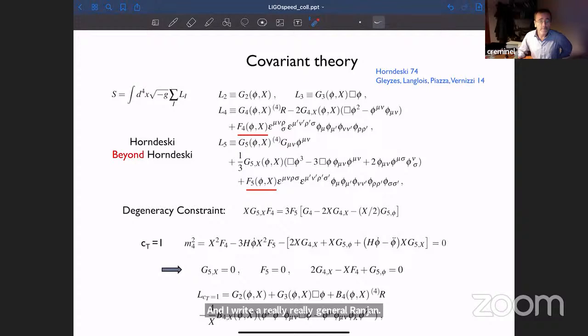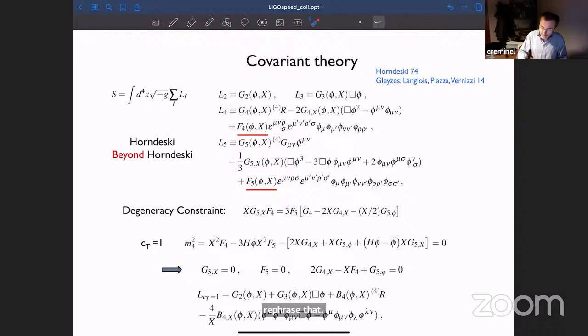So the logic is that I write all that I can write with the only assumption that the equations of motion are of second order, or that if they are not of second order, there is some theorem that says that the Cauchy problem is well-defined. So these are good theories for this scalar field. So of course everything can be rephrased and you get the same result.